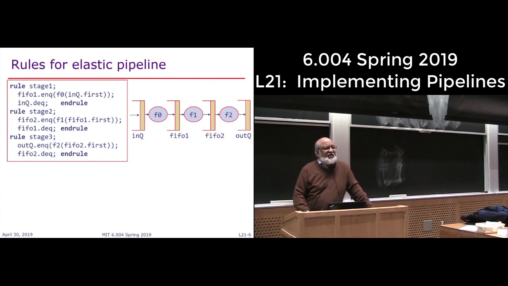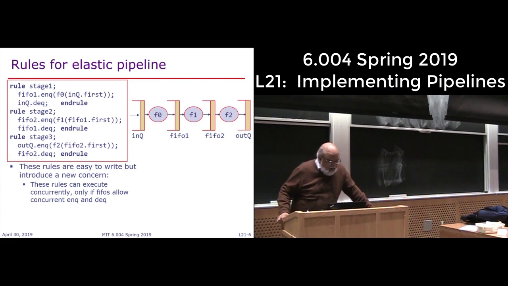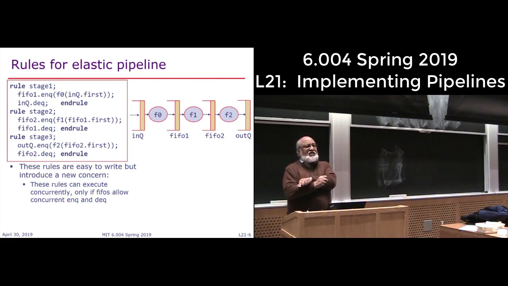But surprisingly, this nice looking picture creates a new problem for us. And the new problem for us is, these rules are easy to write, but introduce a new concern, which is these rules can execute concurrently only if your queue is such, your FIFO is such that you can concurrently NQ and DQ from it.